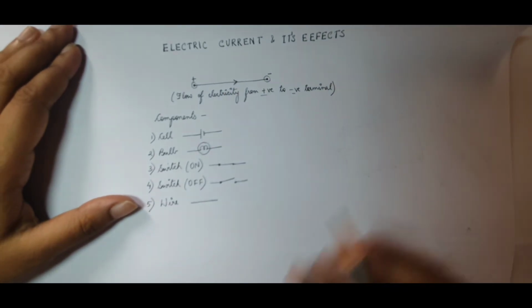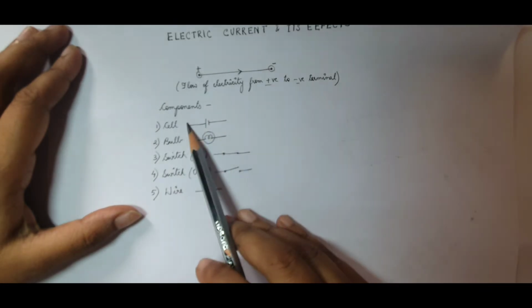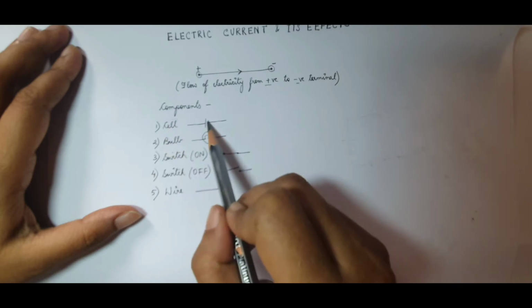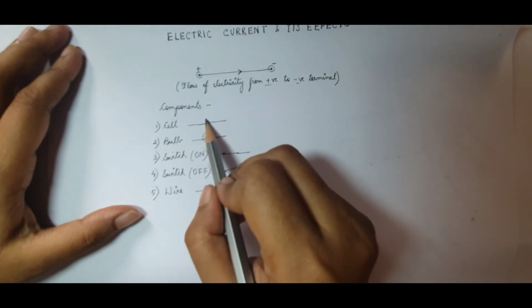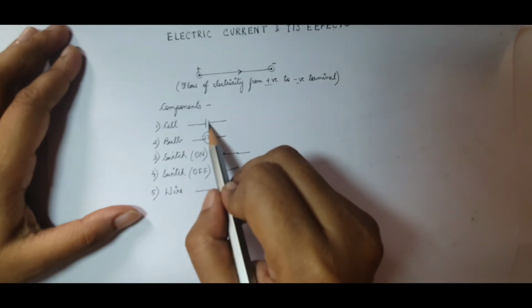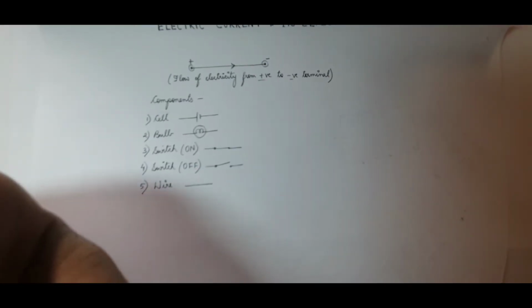Having known that, let's move on to creating a simple circuit diagram consisting of the below components. A cell, which is depicted by a long line and a short line. The longer line depicts the positive terminal of the cell and the shorter line depicts the negative terminal of the cell. Let me show in reality how a cell looks like.